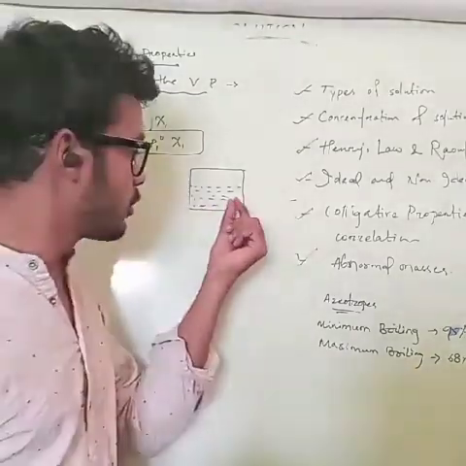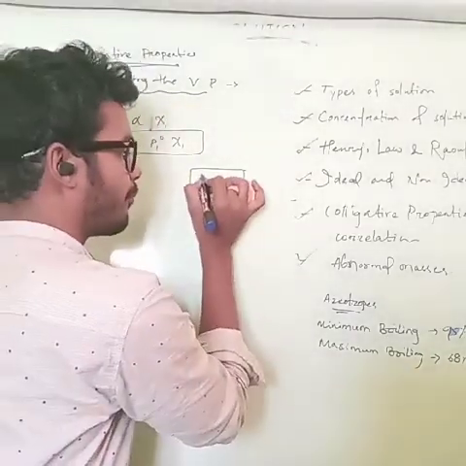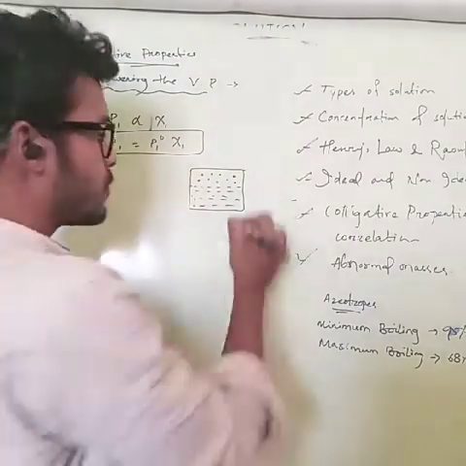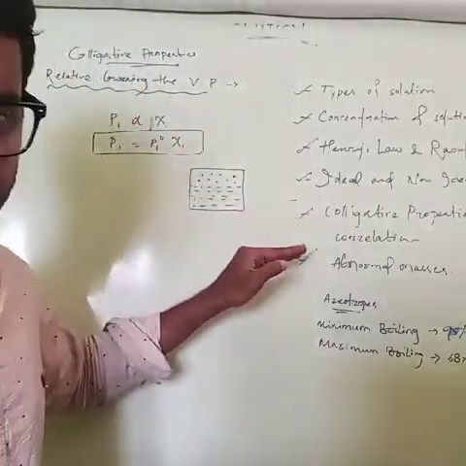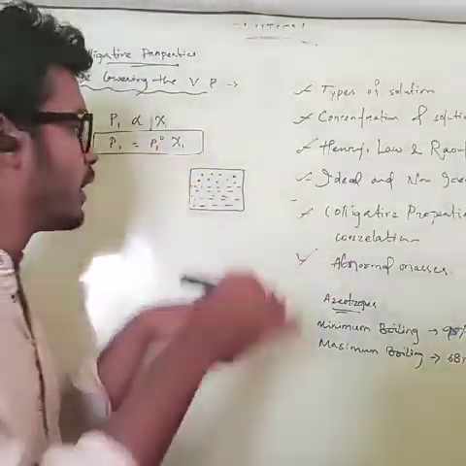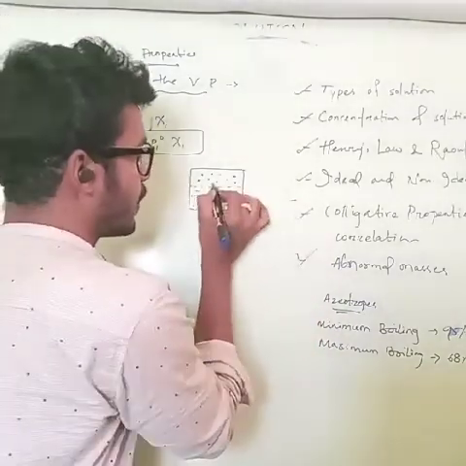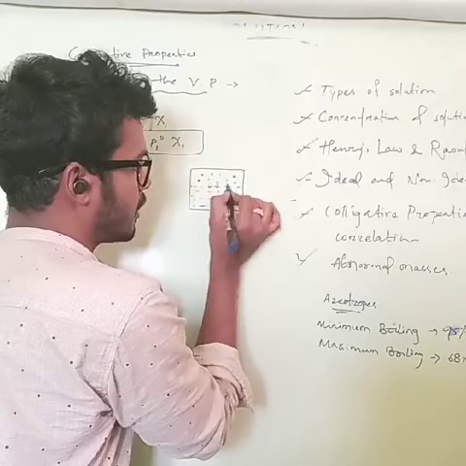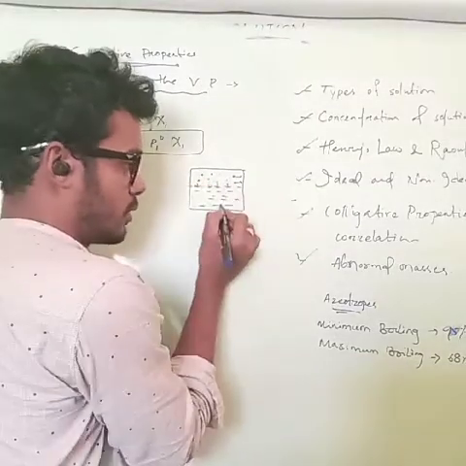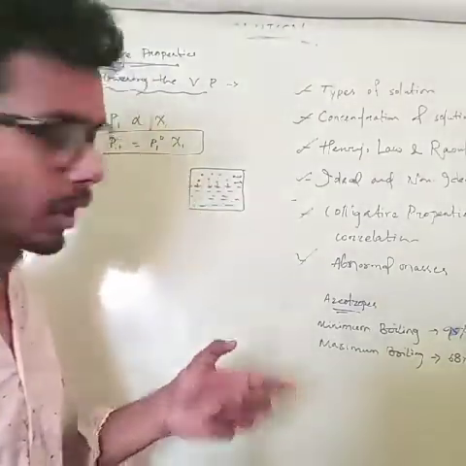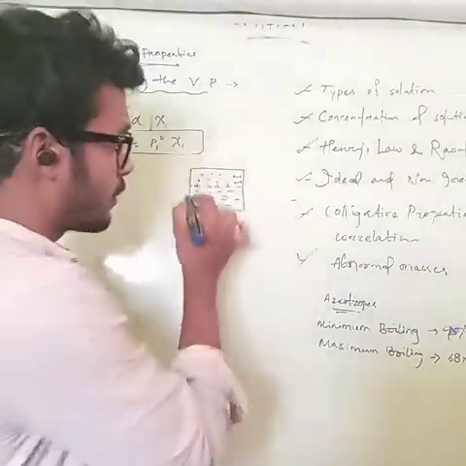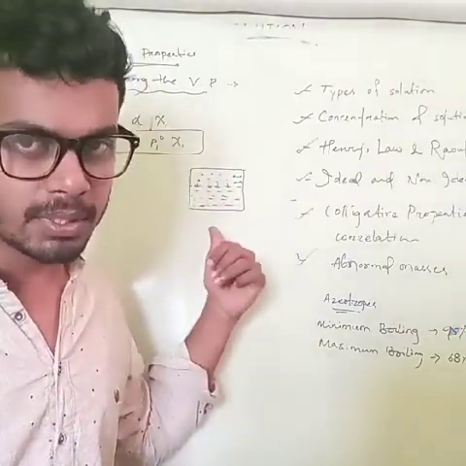Some of these liquid particles become vapor, and simultaneously this vapor will condense and again form liquid. So it is an equilibrium system, and the pressure will remain the same. The vapor present in this space applies pressure on the surface of the liquid, and that is what the vapor pressure is.